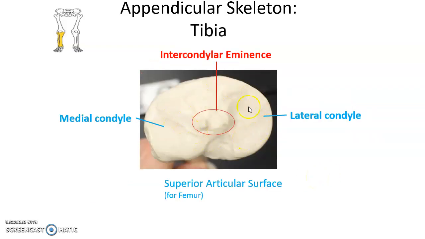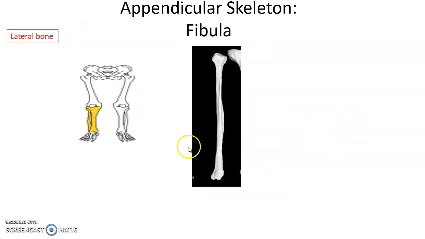If we stare down into the top of the tibia, we see that between the lateral and medial condyles are these two little bumps sticking up. These are the intercondylar eminence. And of course, the condyles of the tibia articulate with the condyles of the femur. All right, fibula. Fibula is the thin lateral bone. It does not bear any weight.